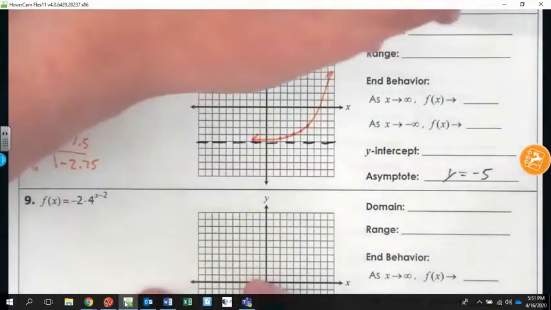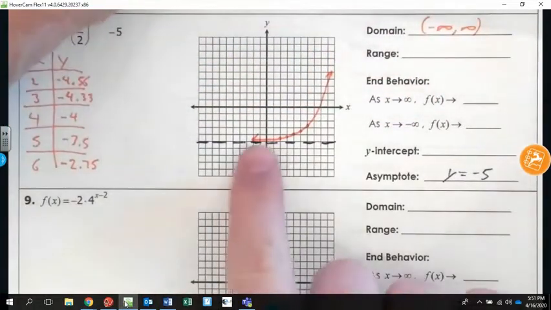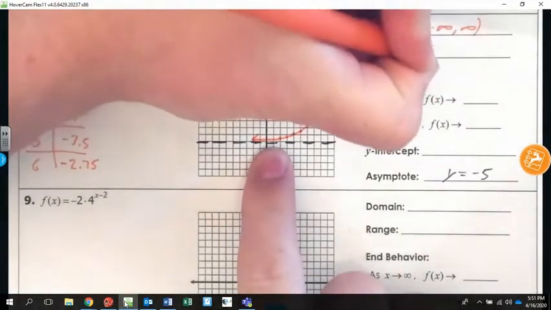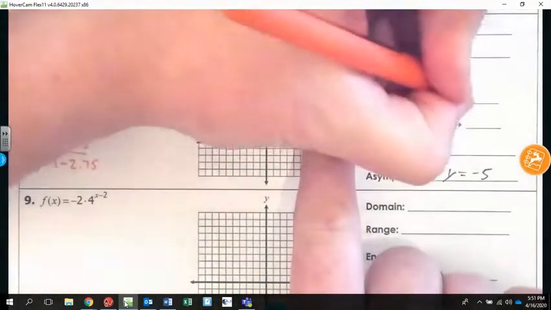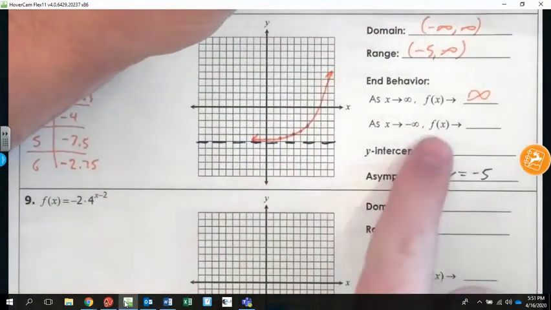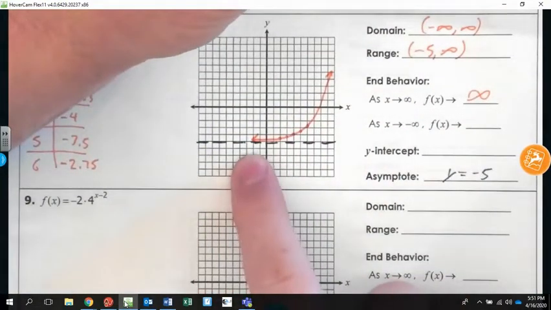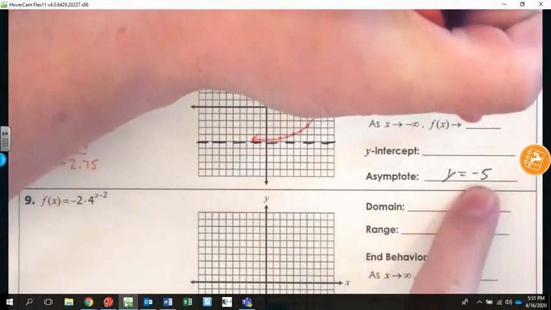I'm going to fill in all the other information. Domain goes forever left and right. All these graphs have all real numbers as our domain. Range goes from negative 5 up to infinity. As x approaches infinity, the y value goes up to positive infinity as our maximum value, and our minimum value is going to be, it approaches negative 5. So it's going to approach this number right here, negative 5.